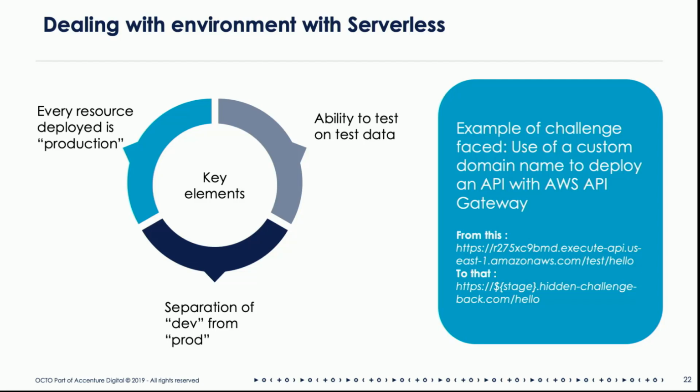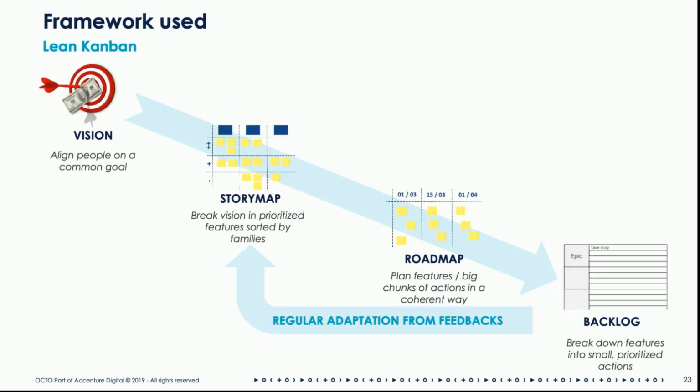After that, let me show you a bit of the methodology that we used. We were using Lean Kanban. So this vision was where we expressed the idea of creating a geolocation game. And then it's pretty usual. We had workshops of story map and roadmap to establish some kind of vision. And then you have your backlog.